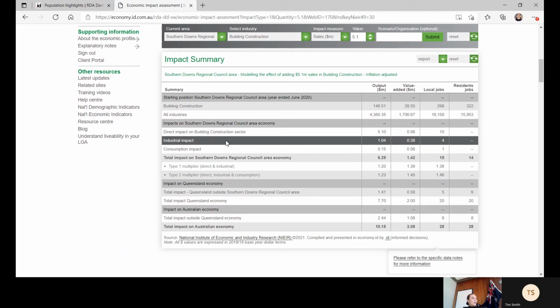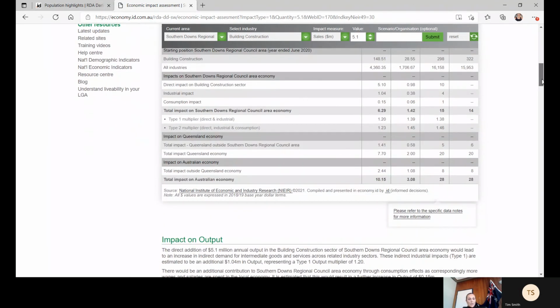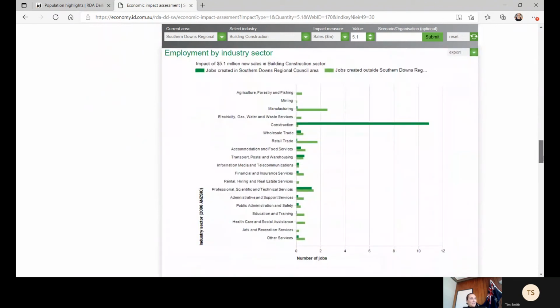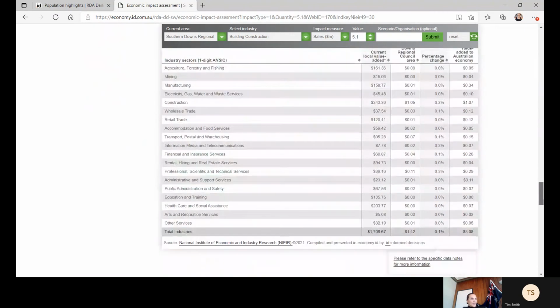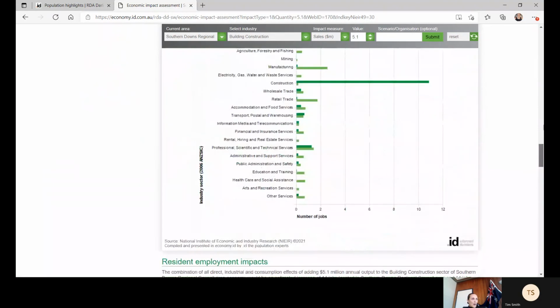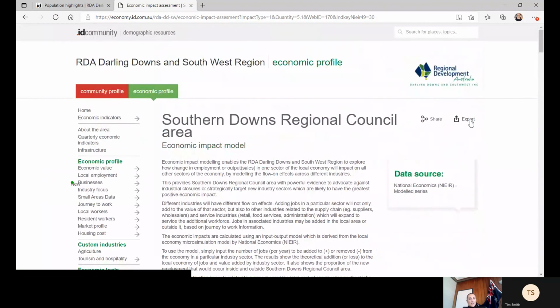So say, for example, you need to buy pipe and you need to buy switches and different things along the way, and how that money moves through the economy as well. So then you get your total. Then down the bottom, people attach all of this information to their grant applications. So it goes through all the definitions. It talks about the multipliers, all of the information, and you can just export that into Word or PDF.